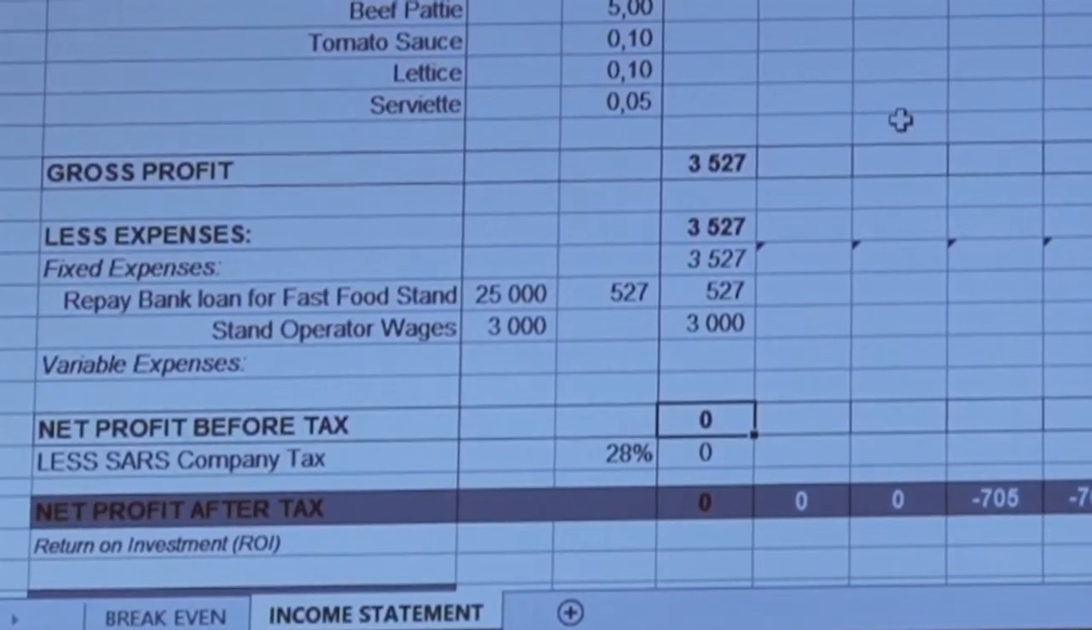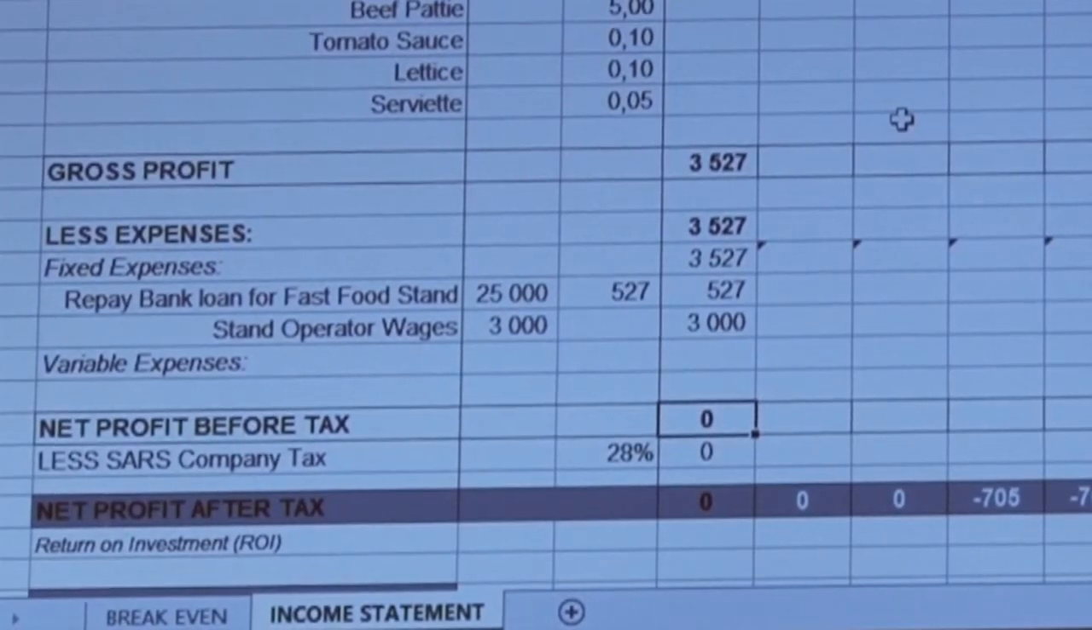Therefore, I've proven to you that at those units, 296 hot dogs and 148 hamburgers at their respective prices, we break even, given the gross profit margins that they contribute towards. So the gross profit margin is quite important because it contributes towards the overheads. Net profit then before tax is zero. Now, SARS doesn't expect you to pay tax if you don't make money, so you wouldn't pay tax. And our net profit after tax, therefore, at 28% would also be zero.